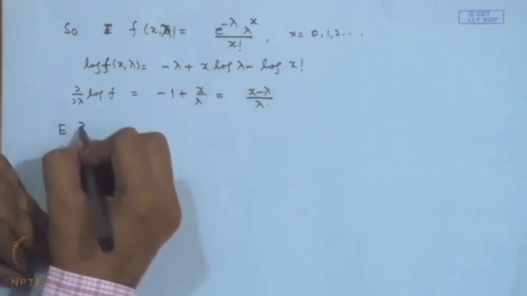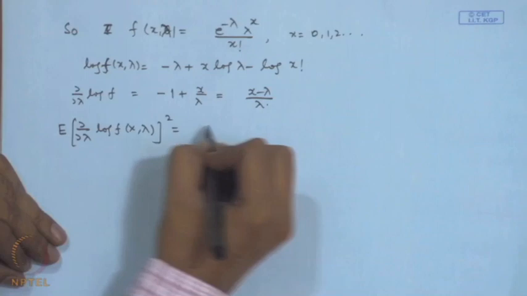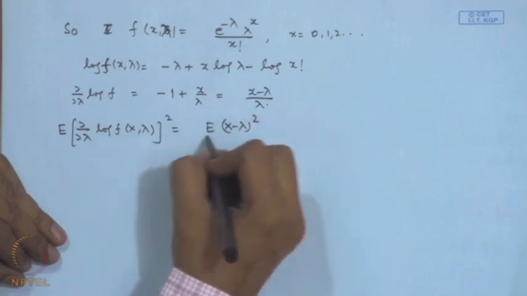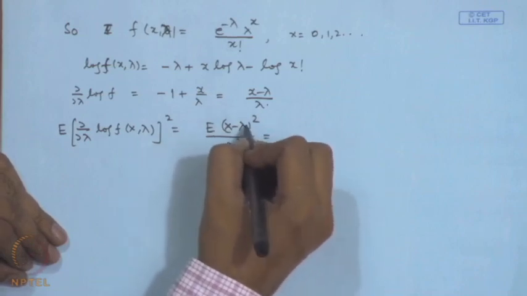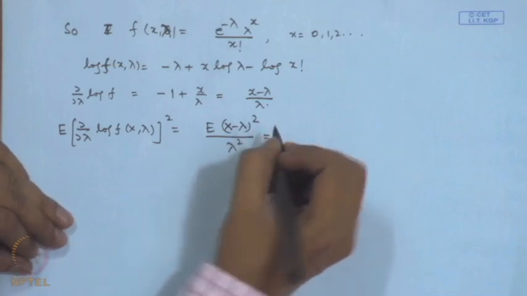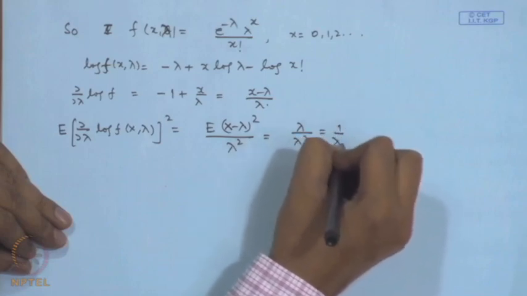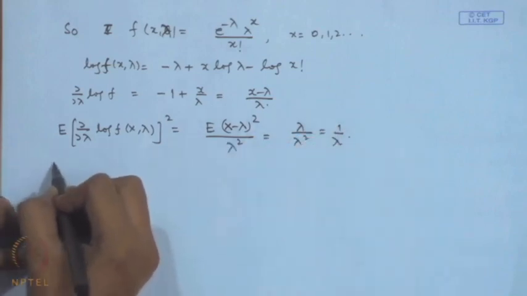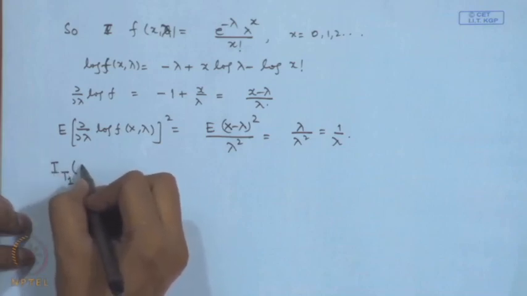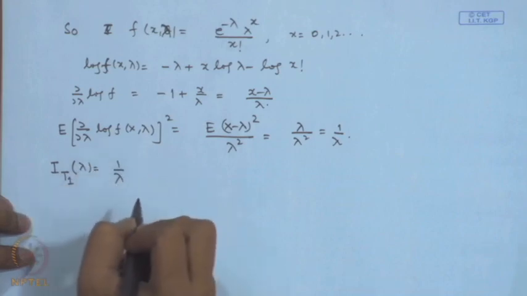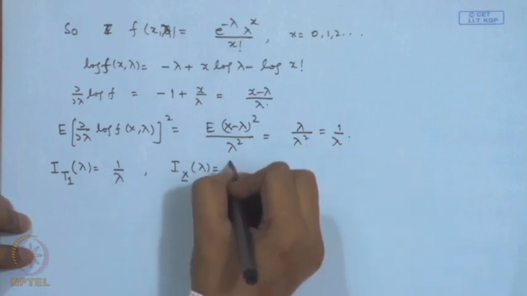So, the expectation of (del by del lambda log f(x, lambda)) whole square is equal to the expectation of (x minus lambda) square by lambda square. Now, this is nothing but the variance of x, because in Poisson distribution the expectation of x is equal to lambda. So, this is equal to lambda by lambda square, that is 1 by lambda. So, the information in T1 is equal to 1 by lambda. If we consider the information in x itself, then it is additive, so it will become n by lambda.